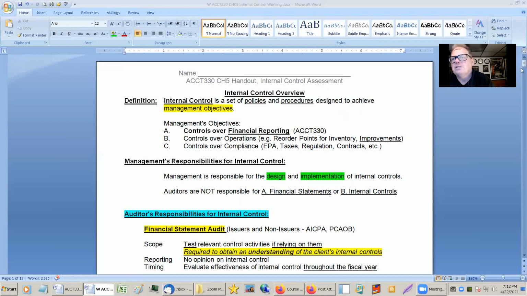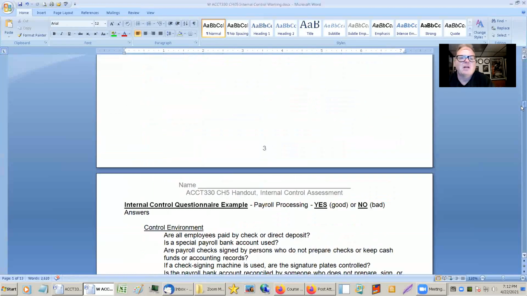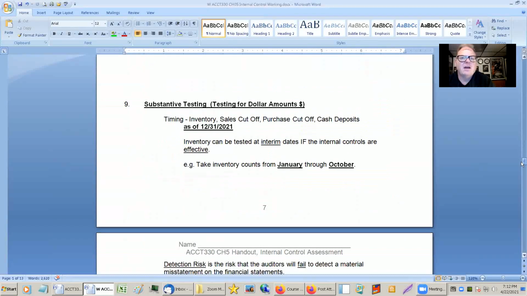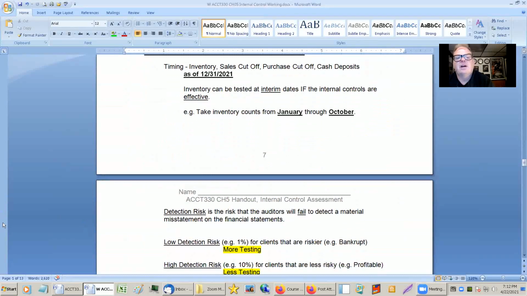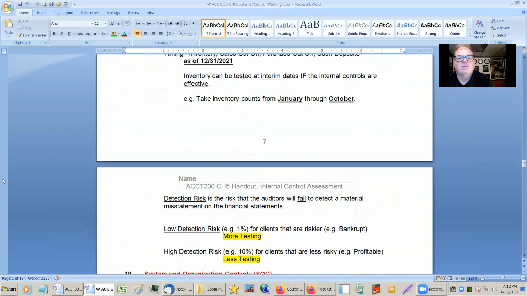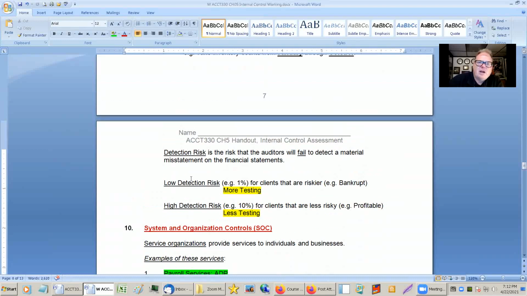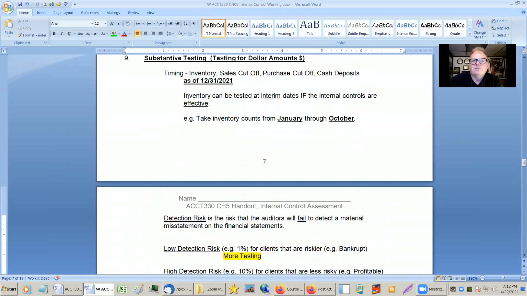Oh, number nine. Let me take a look at number nine, the interim testing. Good question. So the interim testing was underneath here. I actually talked about it up here. This is the interim testing, interim dates. So interim testing is done throughout the year.